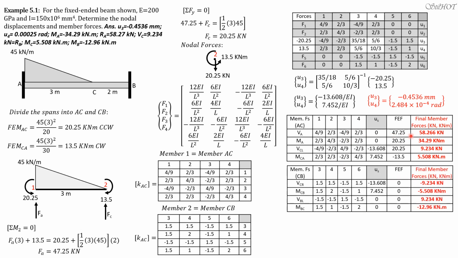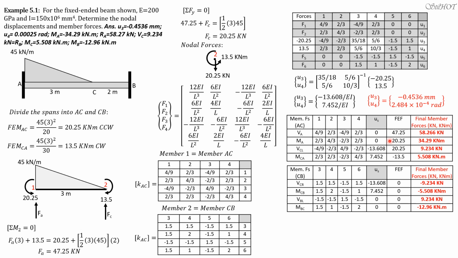So to compute the final member forces, including moment, that's the general term for member forces. By the way, the fixed end force for FA is 47.25. It's here. Then MA, or moment 1, this is the fixed end force, which is counterclockwise, and counterclockwise is positive, so that's why it's positive there.